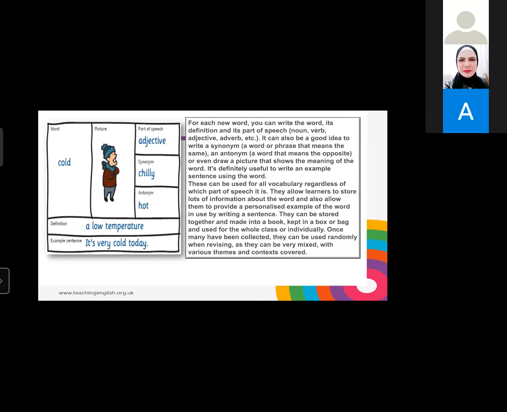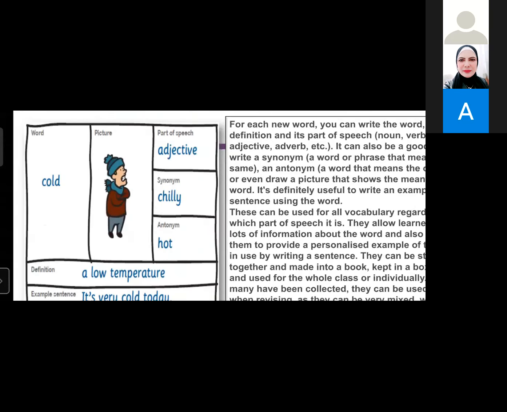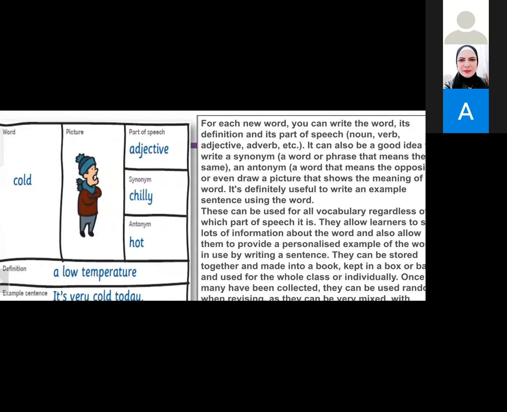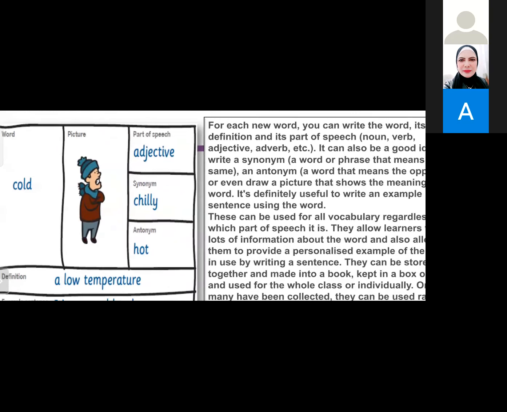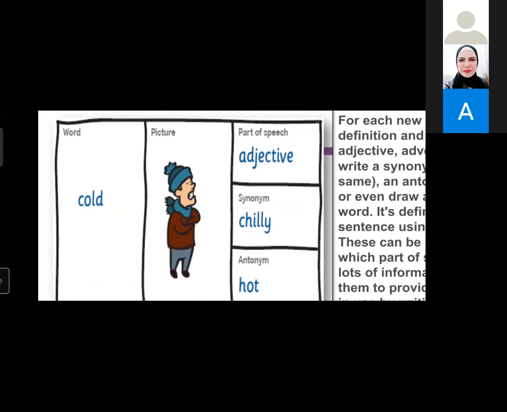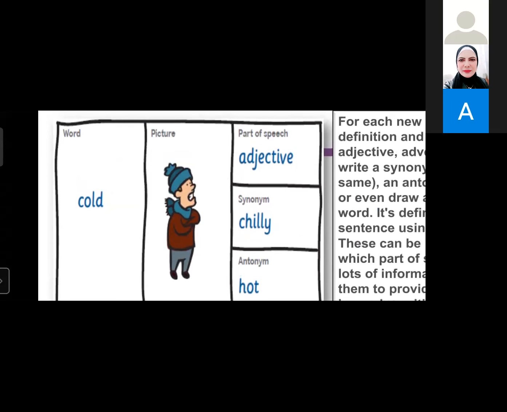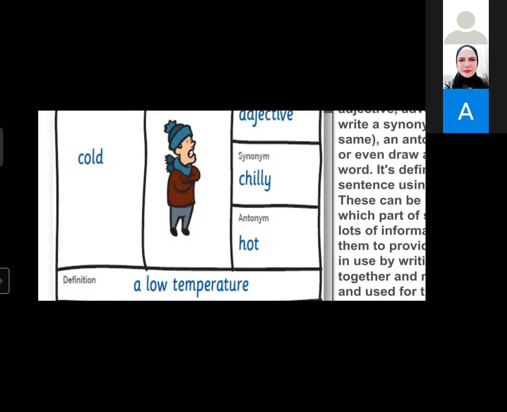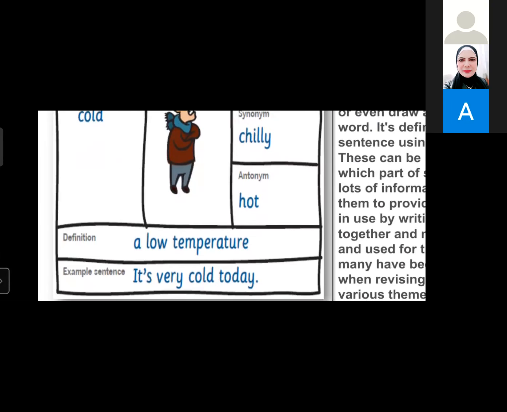Let's see together. Here is an example. If you can see, this is a diagram. For each new word, you can write the word, its definition, and its part of speech. So here, if you look carefully, is the word cold. Here is a picture. So again, the use of flashcards is very effective. Part of speech: adjective. Synonym, another word with the same meaning: chilly. Antonym, the opposite: hot. Definition: a low temperature. Example sentence: it's very cold today.